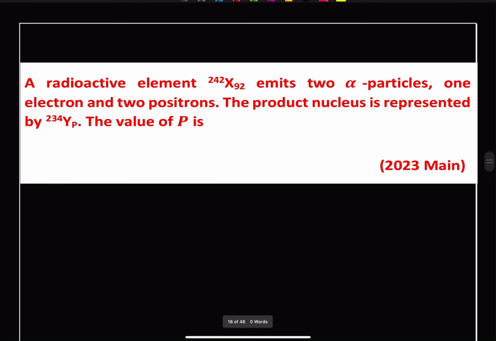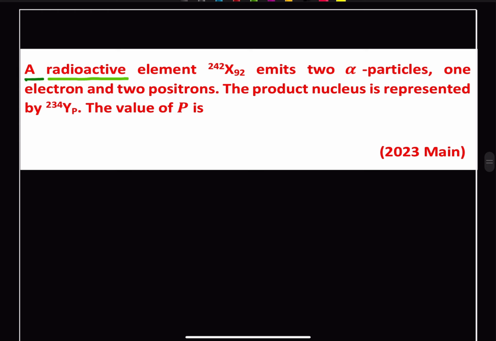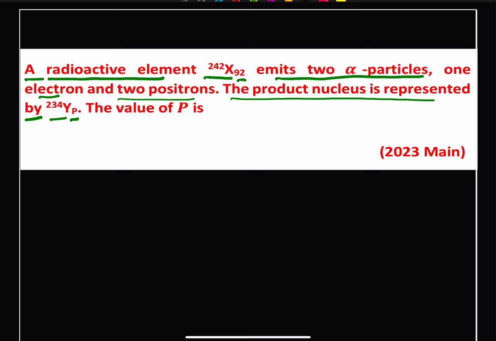Next question. It states that a radioactive element 242X92 emits 2 alpha particles, 1 electron and 2 positrons. The product nucleus is represented by 234YP. The value of P is. In this case, we have a parent nucleus given to us and we have a daughter nucleus, and in between there is decay of 2 alpha particles, 1 electron and 2 positrons.